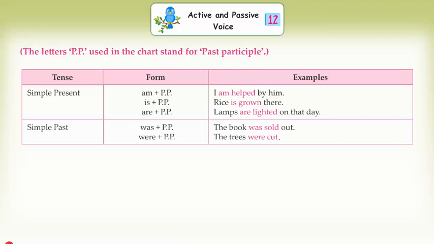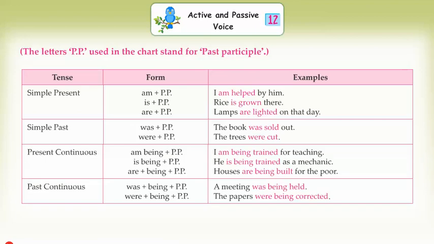Simple past: was plus PP. The book was sold out. Were plus PP. The trees were cut. Present continuous: am being plus PP. I am being trained for teaching. Is being plus PP. He is being trained as a mechanic. Are being plus PP. Houses are being built for the poor.